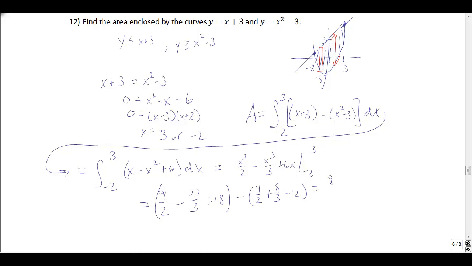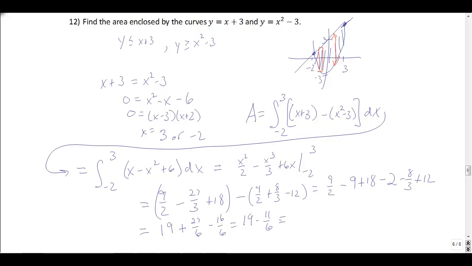So we get 9 halves. Negative 27 thirds is minus 9. Plus 18. Minus 4 halves is 2. Minus 8 thirds, and then we get a plus 12. So let's see, I do our whole numbers. We have 18 plus 12 is 30, minus 9 is 21, minus 2 is 19. And then we have plus 9 halves and 8 thirds. Let's combine those and find a common denominator. That would be, I guess, 6. So that's 27 sixths, multiply top and bottom by 3, minus 16 sixths. So I get 19 minus 11 sixths.